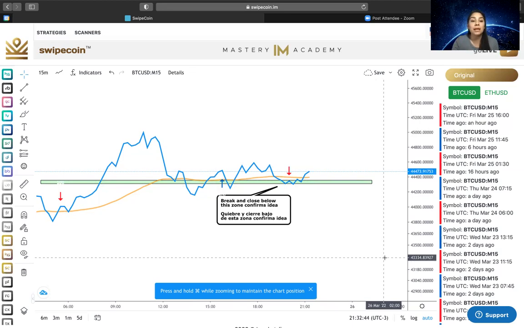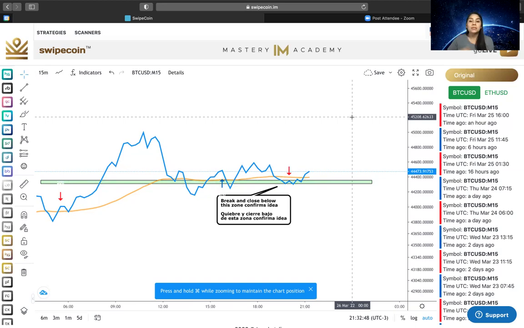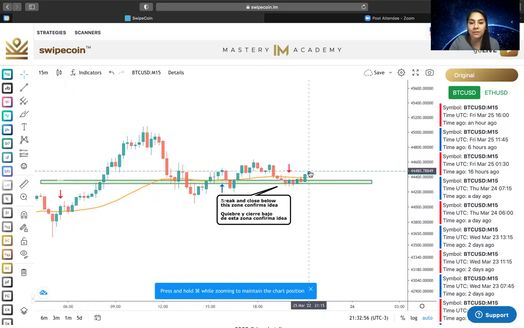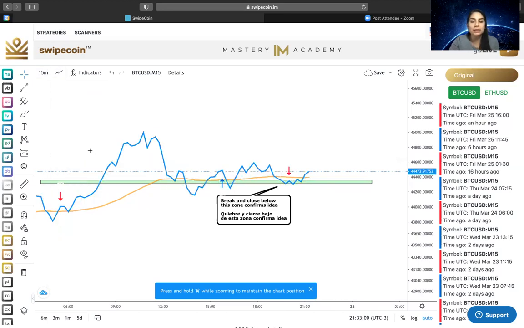And as we can see, this is analyzed on a 15-minute time frame. So it's on 15-minute increments. After every 15 minutes, a new candle opens up. So we can see here that every candle represents 15 minutes. So let's go ahead and go back to the line chart.